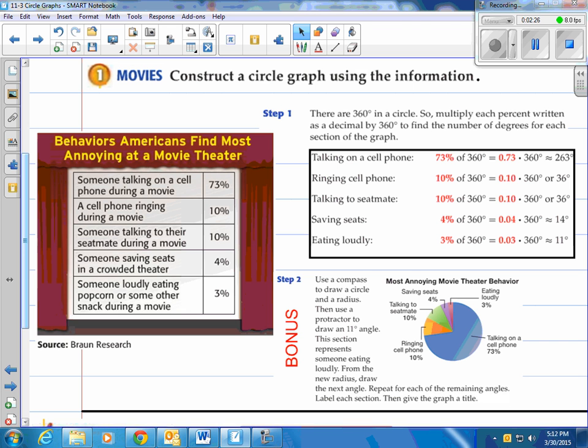So what they would do is take all of these degrees, measure them out using a protractor and a compass, and then draw those degrees. And you can see here, this one right here is 263 degrees. This one, ringing cell phone, that 10% right there, is 36 degrees. Here's another 36 degrees. So you can see those as they go down. They do 14 degrees right there, and then we've got 11 degrees right there.